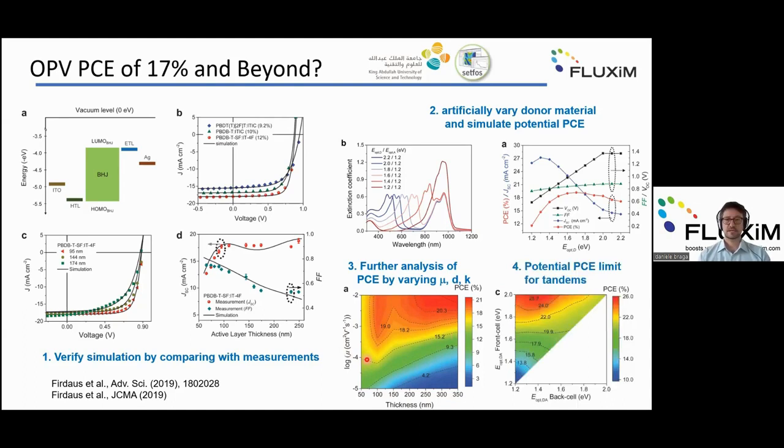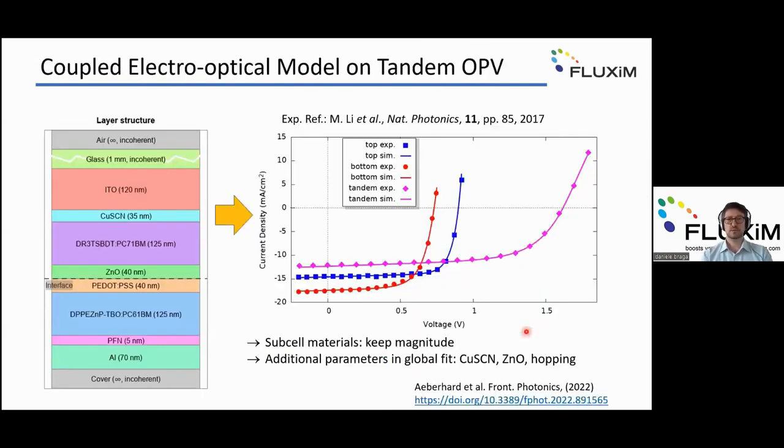I can even study what is going to happen to a tandem organic solar cell with different energy, different band gap of the two subcells. So when I have a tandem organic solar cell, I could take the experimental data. These are the JV characteristics of the two subcells, the red and the blue. This is the JV characteristic of the combined tandem organic solar cell.